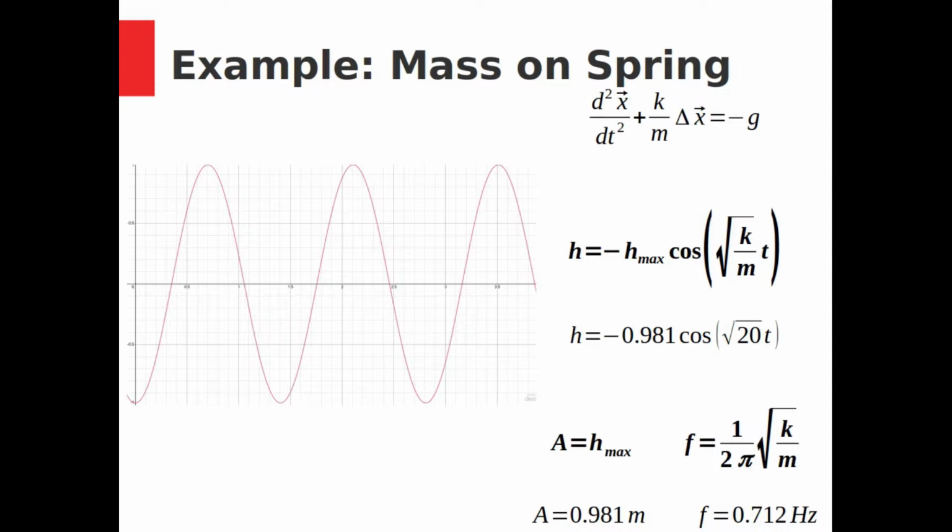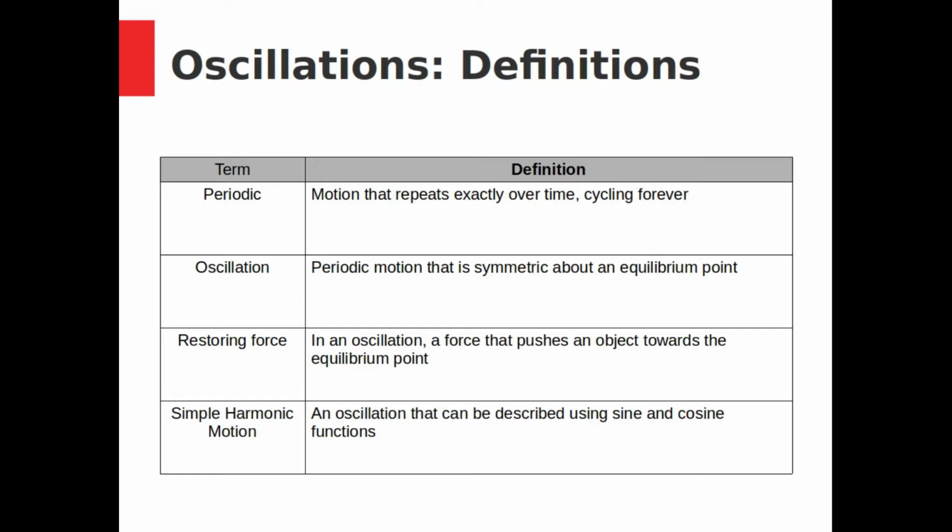The frequency is the number of cycles, the number of up and down motions per second. By solving the differential equation, it's possible to work out that the frequency of the object is 0.712 Hertz. The object completes 0.712 of a cycle every second. It takes somewhat more than a second to complete a full cycle, in other words. When the motion of an oscillating object is given by a sine or cosine equation, we say the object exhibits simple harmonic motion. There are many examples of simple harmonic motion, and we will look at another one right now.